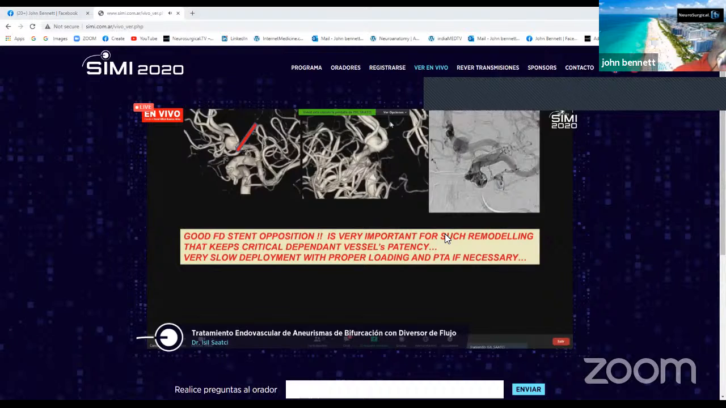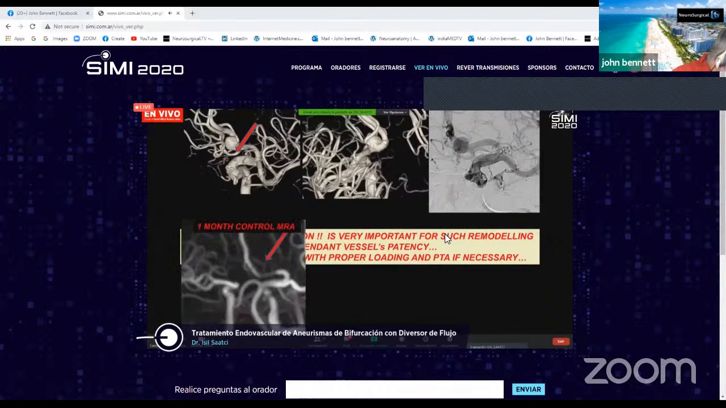And also, when there's a very important branch taking off from the aneurysm, in this ACOM aneurysm, the subcallosal artery is originating from the aneurysm sac. So it is very important to keep this vessel patent with a very good anti-aggregation.